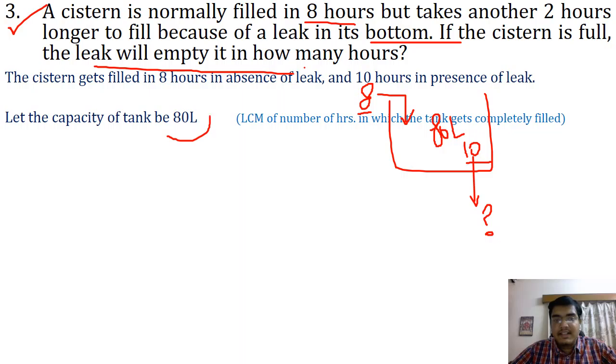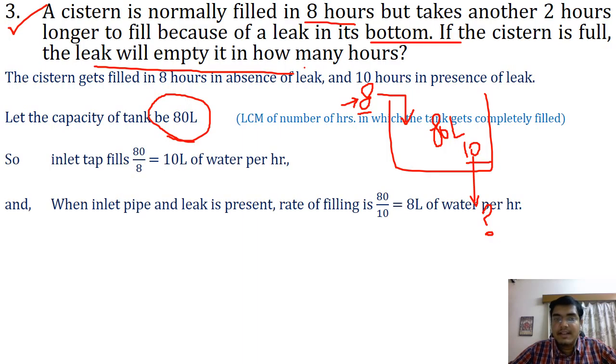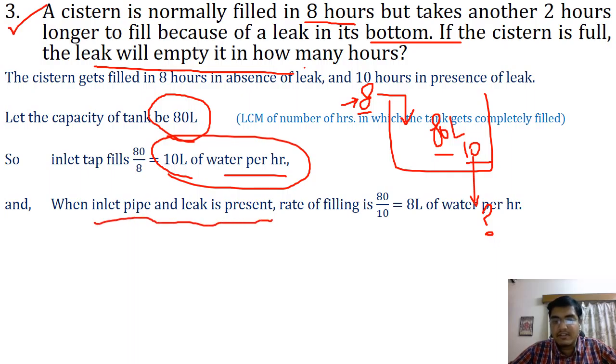If the capacity is 80 liters, then what is the rate at which this inlet pipe fills this cistern? It would be 10 liters per hour, right? 80 liters is being filled in 8 hours. So 10 liters per hour. Similarly, when the inlet pipe and leak are both present, what is the effective rate at which water enters? That is 8 liters per hour, because 80 liters is being filled in 10 hours.